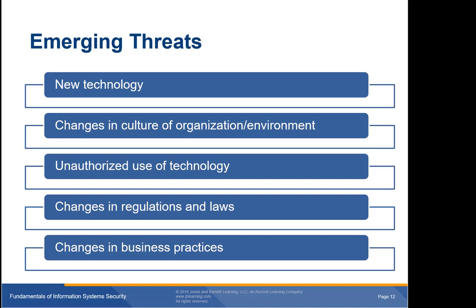You have changes in the culture of the organization or environment. You have unauthorized use of technology, for example, wireless technologies, rogue modems, smartphones, tablets, unlicensed software. You have changes in regulations and laws, and you have changes in business practices like outsourcing or globalization. A proactive security professional watches for new threats that might trigger the need for a new risk review.